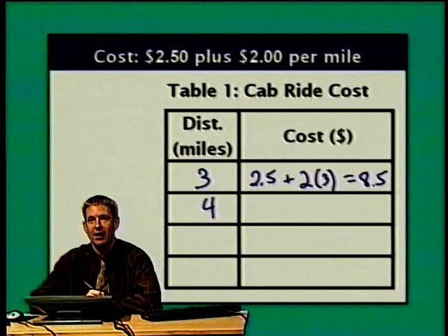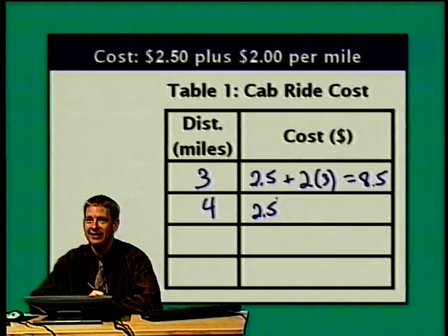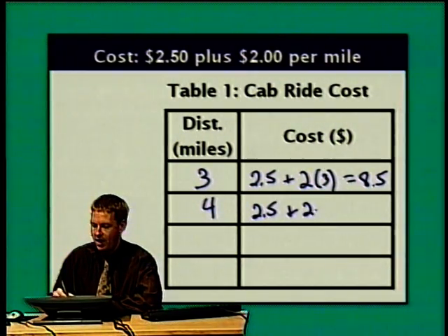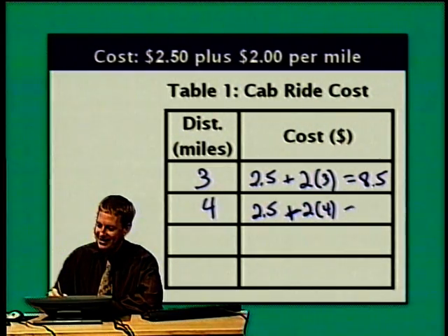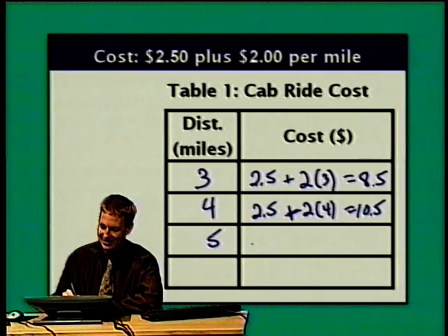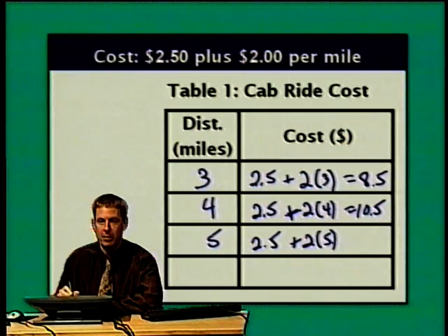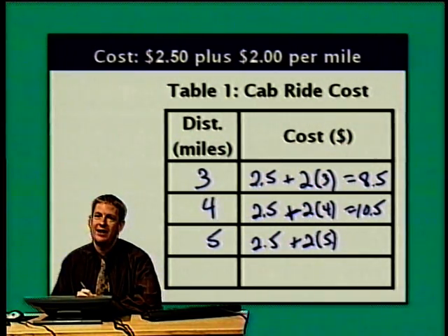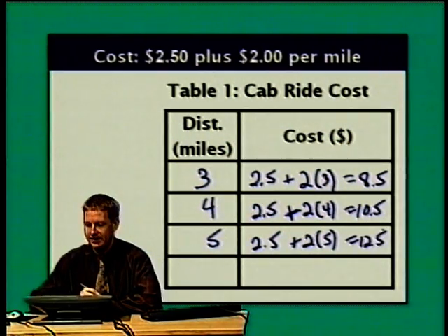If we travel 4 miles in the cab, the cost is going to be our $2.50 charge just for getting into the cab, plus we're going to have our $2 per mile charge applied for 4 miles. 2 times 4 is 8. You add 8 to 2.5 and you end up with 10.5. So a 4-mile cab ride costs $10.50. If we go 5 miles, it's $2.50 initial charge plus $2 per mile applied for 5 miles. 2 times 5 is 10. Add that to 2.5. You get a cab ride cost of $12.50.